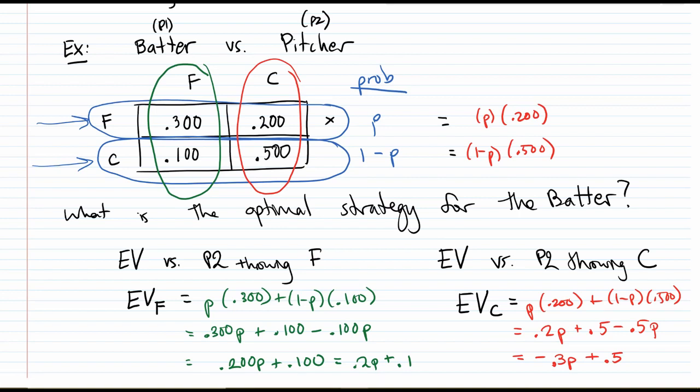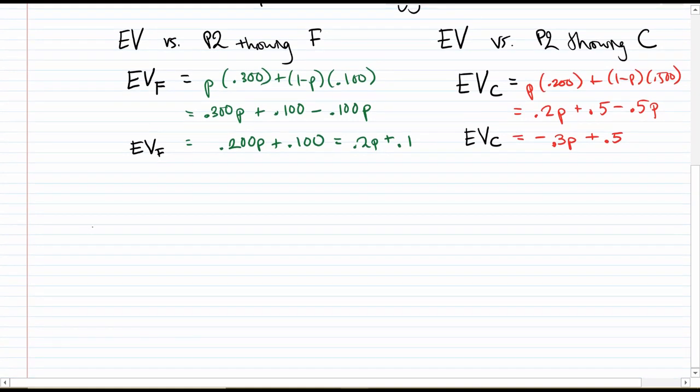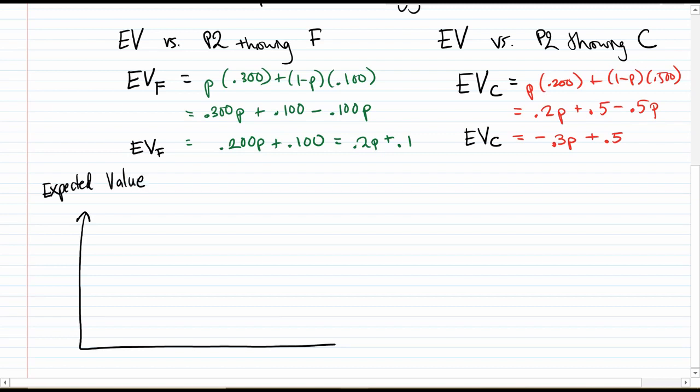Now what I'd like to do is visualize these two expected value formulas as lines. And we'll talk about why in a second. But let's just graph these as lines. So here, on the y-axis, I'll have expected value. And on the x-axis, I'll have my probability, P. But remember, P is the probability I'm choosing fastball.